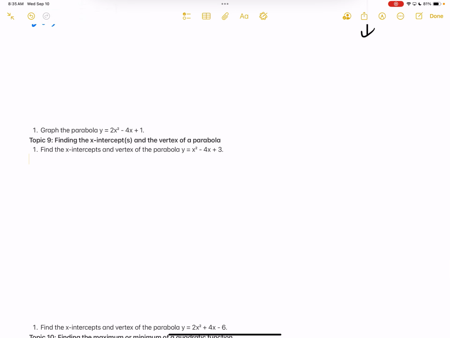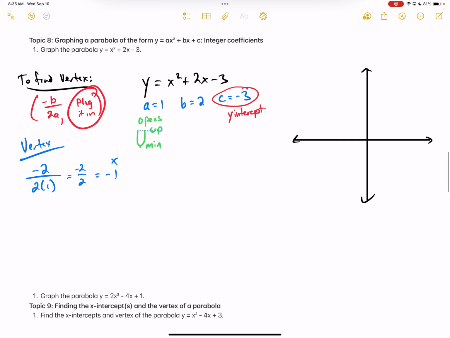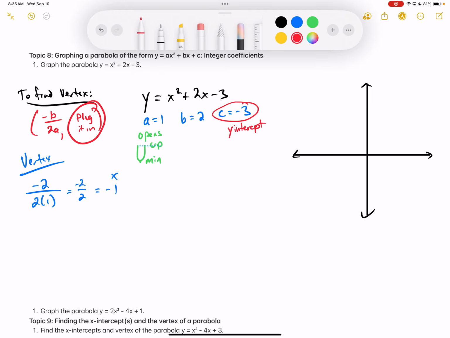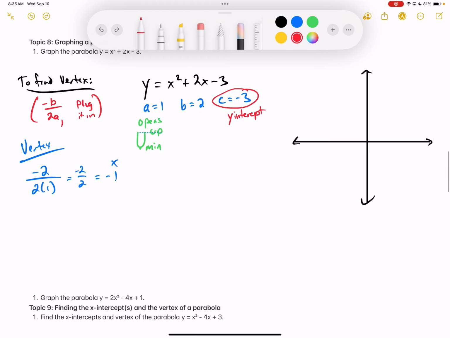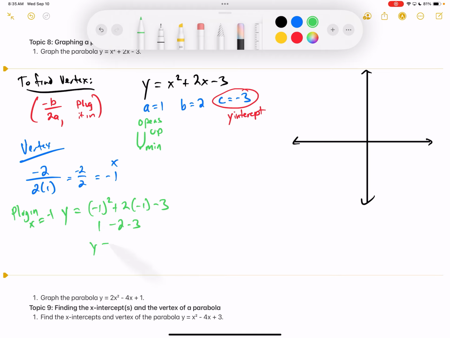Whoops, sorry. They're going to write some fancy formula. So all you have to do is, once you have the x, you can plug it in. So I'm going to plug in a -1 to this formula. 2 times -1 minus 3. So I get 1 minus 2 minus 3. That would be y equals -4.